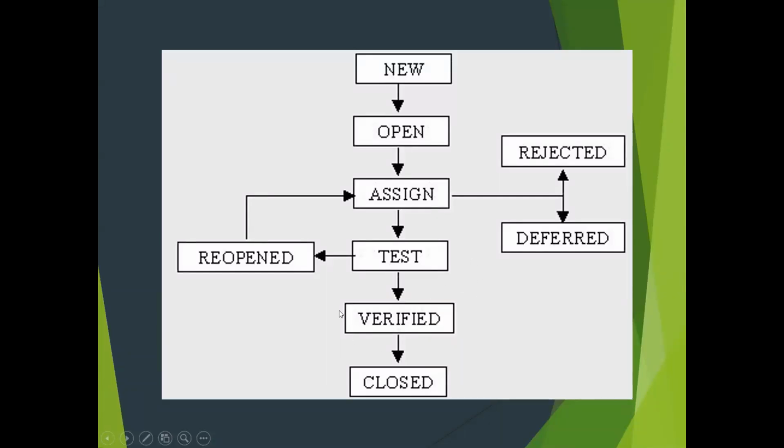This all depends on the team. If your team has only a dev team and QA, and QA confirms it is working fine, then we can move directly from test to closed. If it's not working, then we reopen it and assign it back to the developer. We'll see in detail about each and every stage that we have in the bug lifecycle.